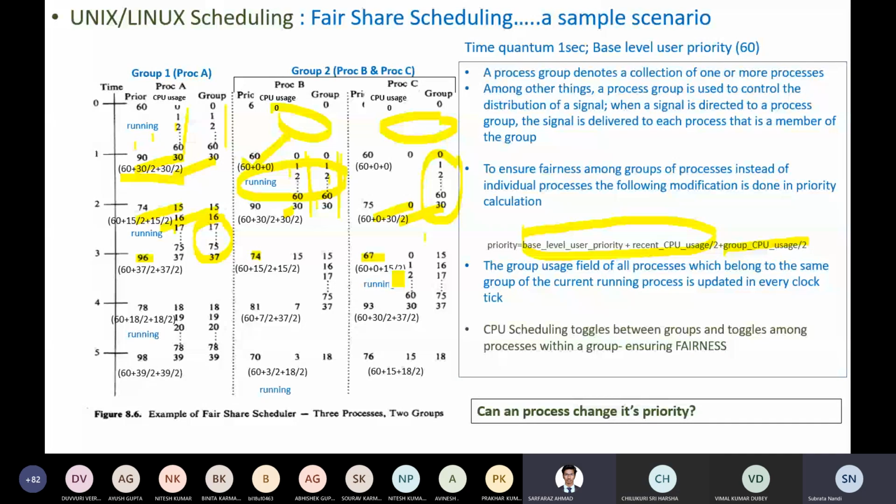Are you getting the point? Yes, sir. So the whole thing will be like the fairness. So it will be process A, B, A, C, A, B, A, C, and so on. So every time one process from group 1 and one process from group 2, and within the particular group they will be toggling among each other. So that is how it nicely manages the whole thing.